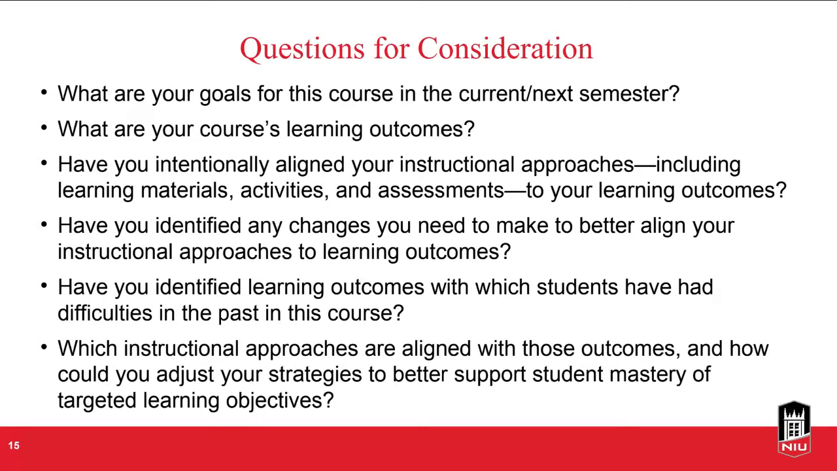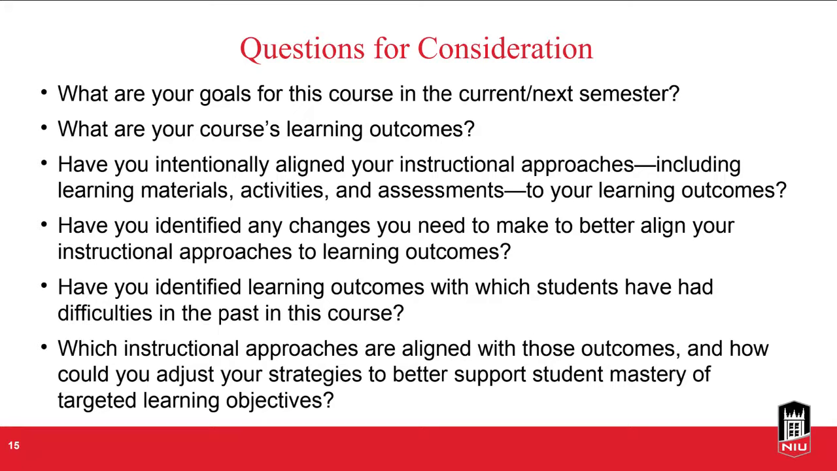You want to identify the things that students need to be able to do by the end of that semester or course. And have you intentionally aligned your instructional approaches, including learning materials, activities, and assessments, to your learning outcomes? Have you identified any changes that you need to make to better align those instructional approaches to learning outcomes? If you find that there is some misalignment, what can you do to better align those things? And be intentional about our instructional approaches. Make sure that they are specifically addressing our learning outcomes.